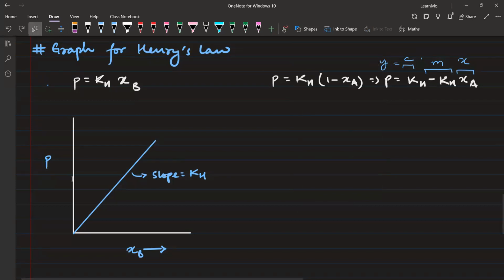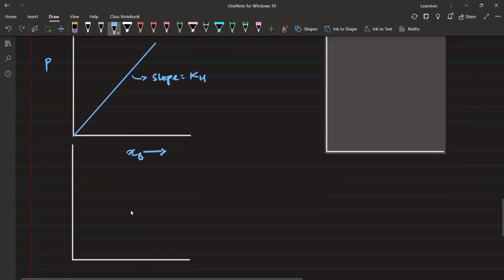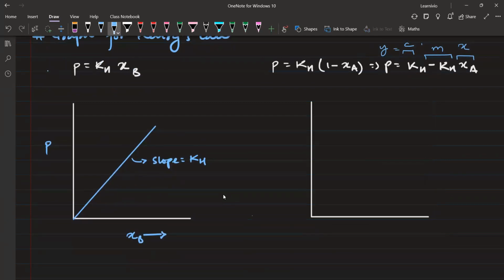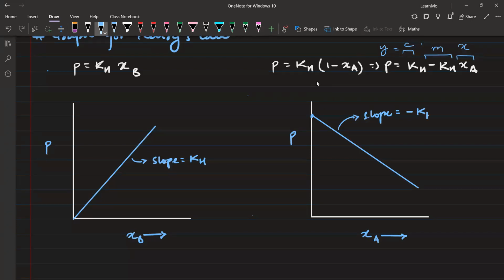कॉपी कर लेते हैं. Here we are having pressure and chi A. The graph will be something like this. As the solvent particles increase, the pressure is going to decrease. ठीक है? This value here is also equal to KH, and the slope for this line will be equal to minus KH. चलिए, copy this down.